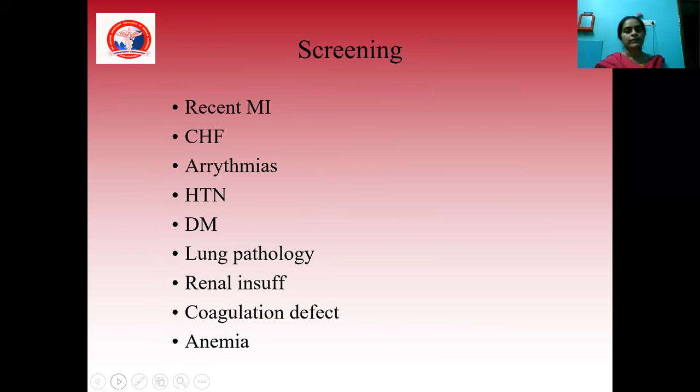There should be screening for present MI, congestive heart failure, arrhythmias, hypertension, diabetes mellitus, lung pathology, renal insufficiency, coagulation defects, or anemia.